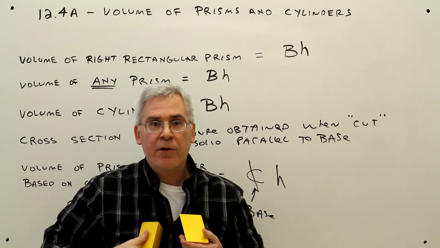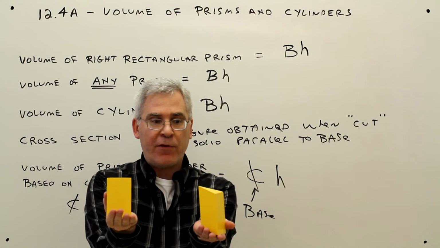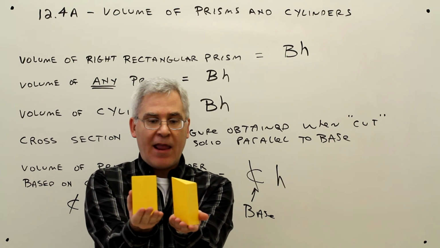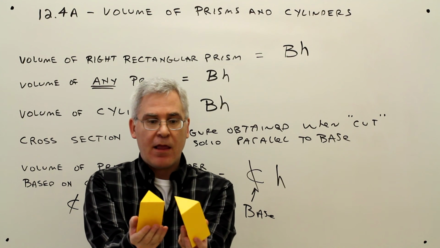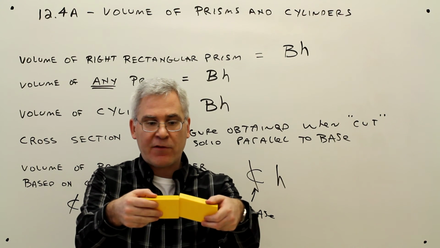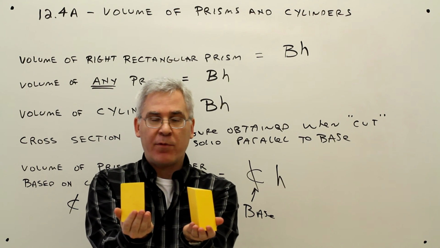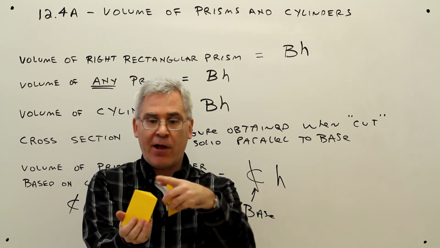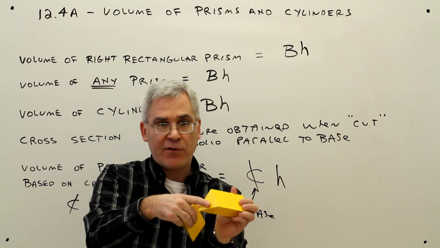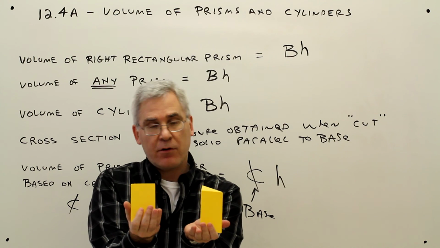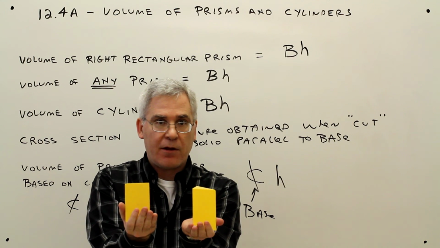here are two triangular prisms. They have the same height and they have the same cross-section, so they will have the same volume. The volume is simply the area of the cross-section times the height, or in this case the area of the base times the height.